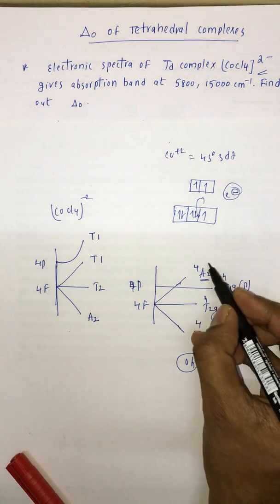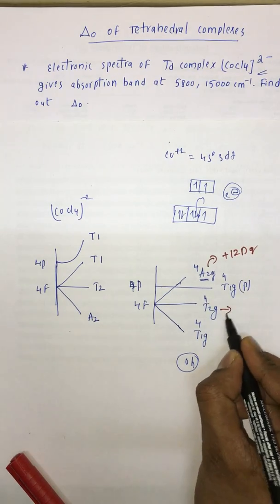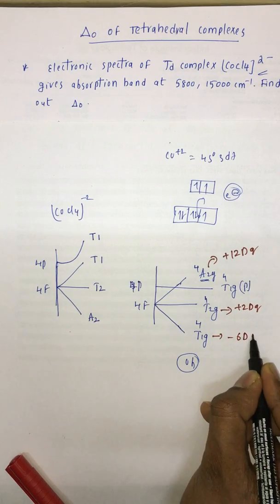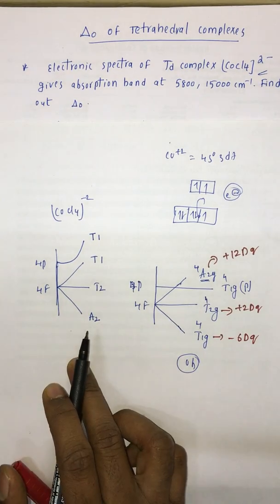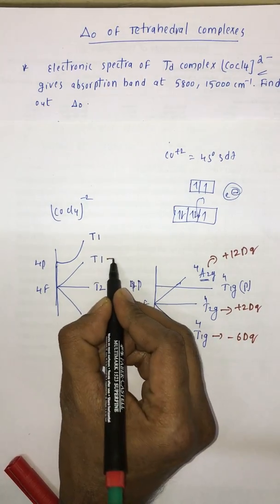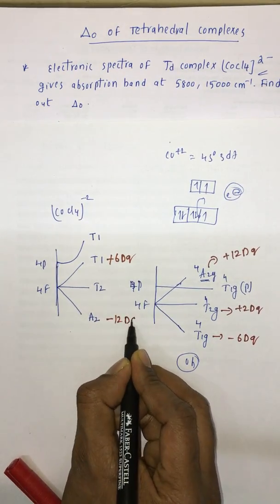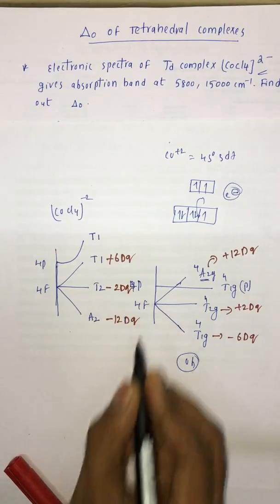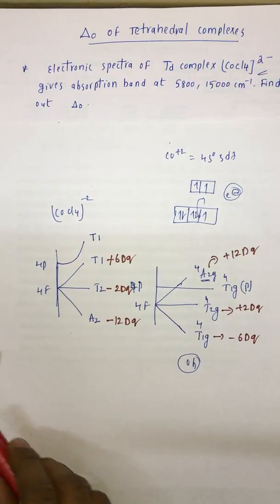And now we need to know the energy values also. The energy of this A2g is plus 12 Dq, this is plus 2 Dq, this is minus 6 Dq. Whatever the positive values are, they will become negative values in a tetrahedral complex. So here it is positive, here it is negative, it will become positive here, 6 Dq, this will be minus 12 Dq, this is 2 Dq.